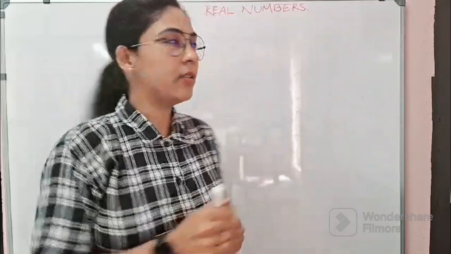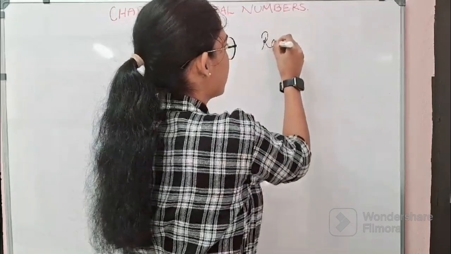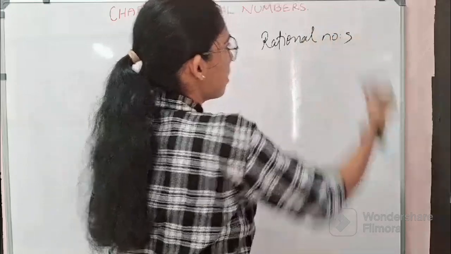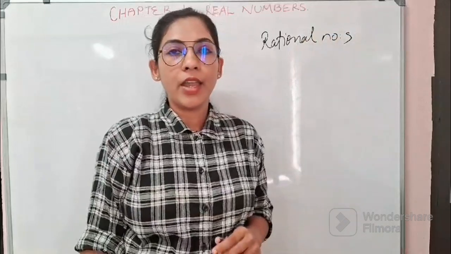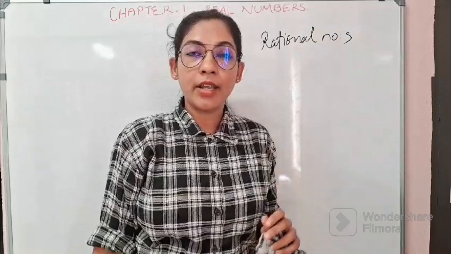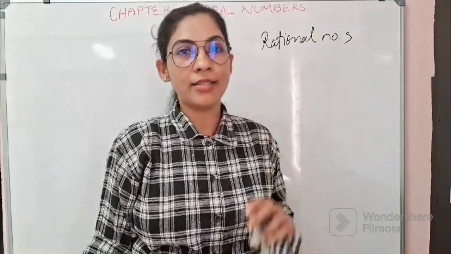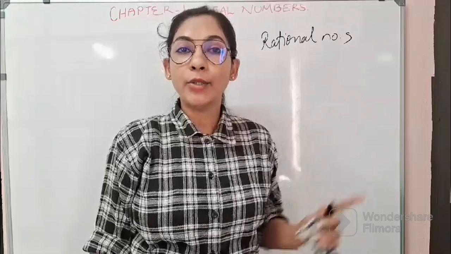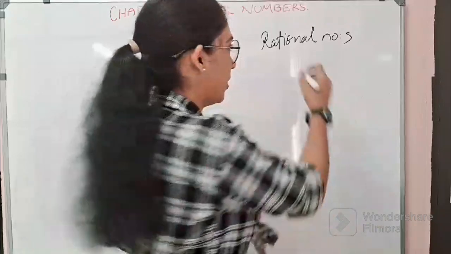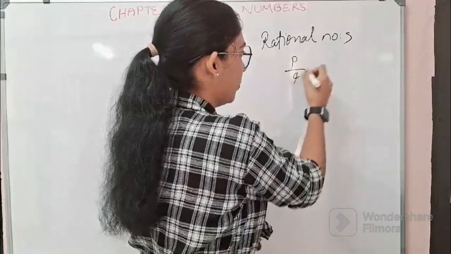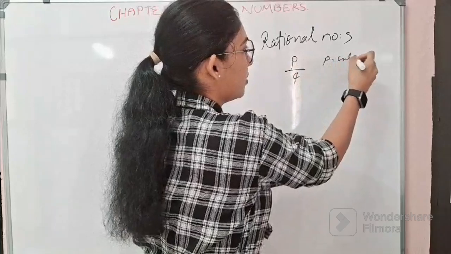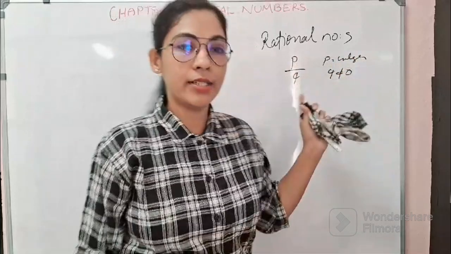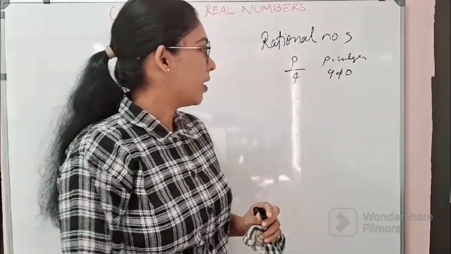And what is rational numbers? A number which can be represented in the form of p by q is known as rational numbers, where p is an integer and q is not equal to 0. That is p by q. Here p is an integer, q not equal to 0. So this is the condition for a rational number.